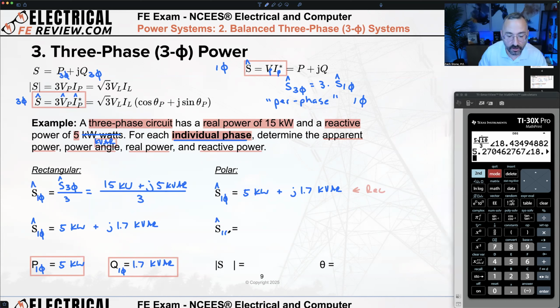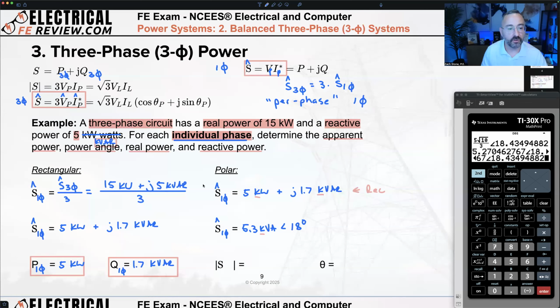and we get complex single phase power of, looks like, 5.3. What are my units? S is in voltamps, and if I started with kilowatts and kilovars, then this must be kilovoltamps. So 5.3 kVA, angle, let's see, 18.4, and we'll keep it at 18 degrees.